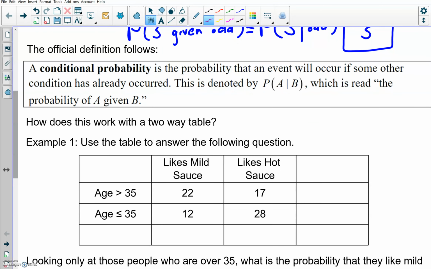So the official definition is as follows. A conditional probability is the probability that an event will occur if some other condition has already occurred. So the notation, as I already showed earlier, P of A given B, the probability of A given B, and that little vertical bar is given.